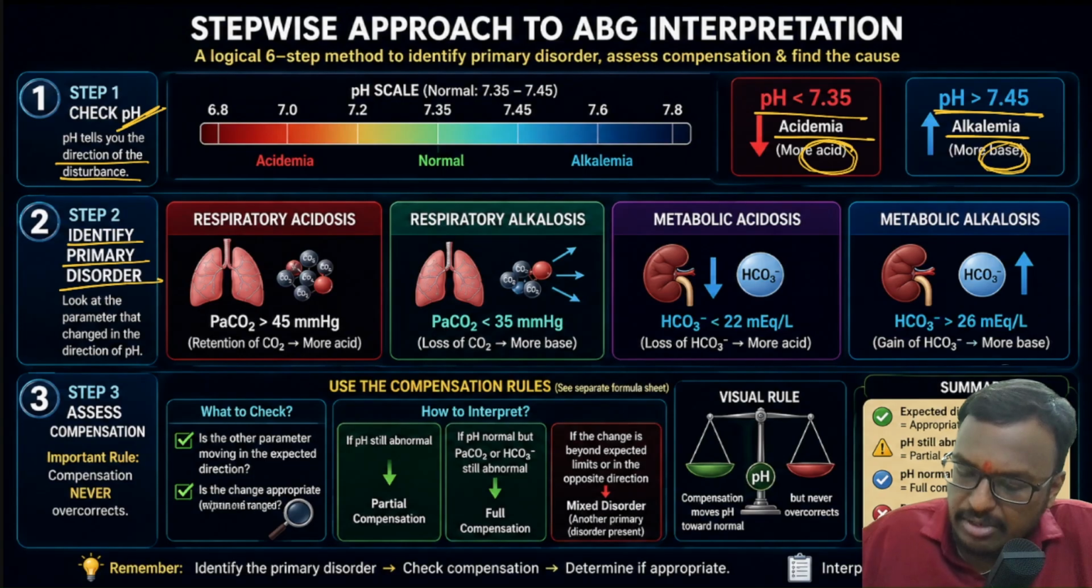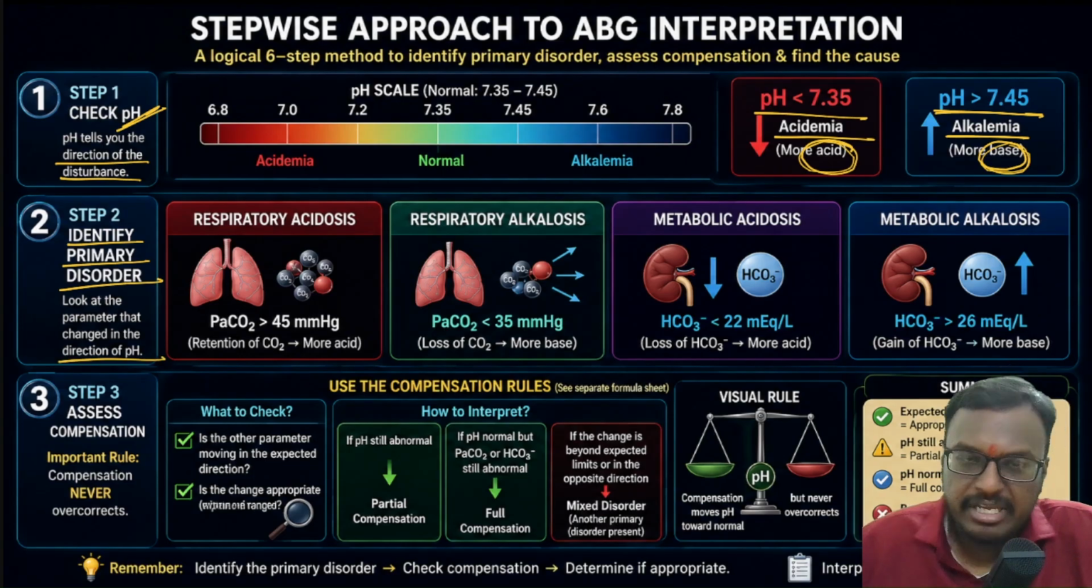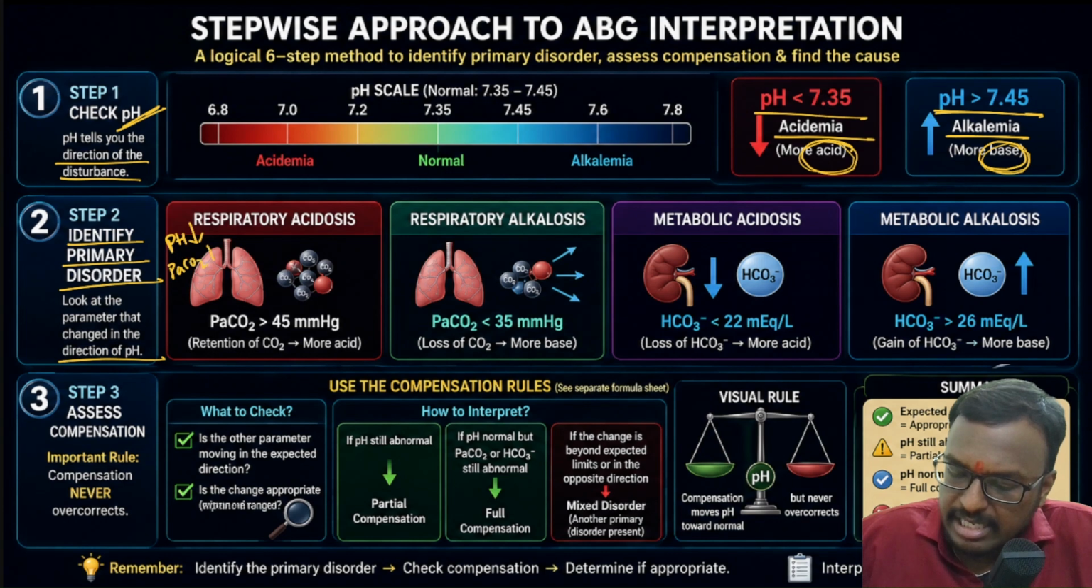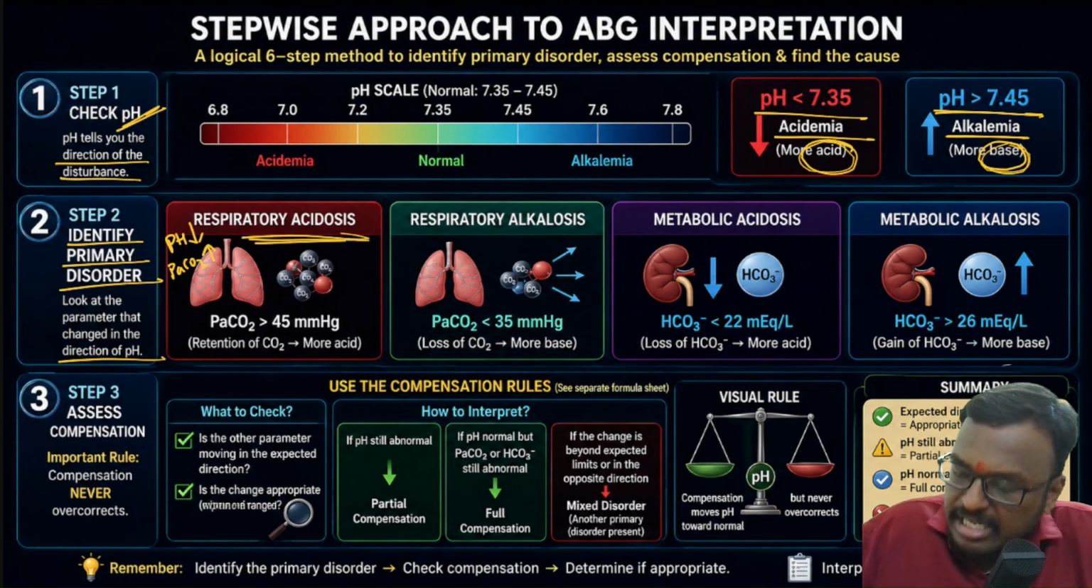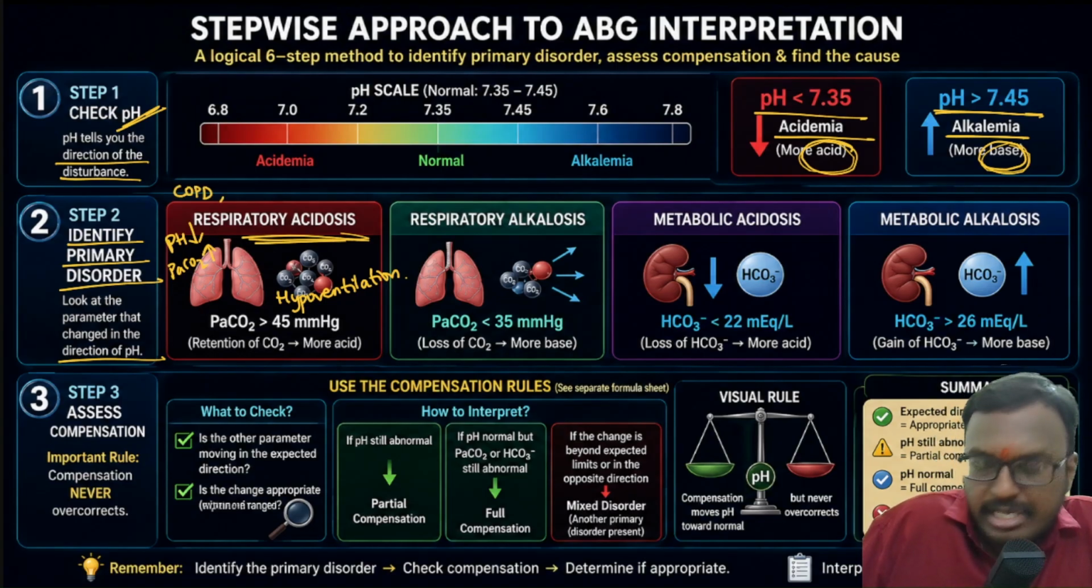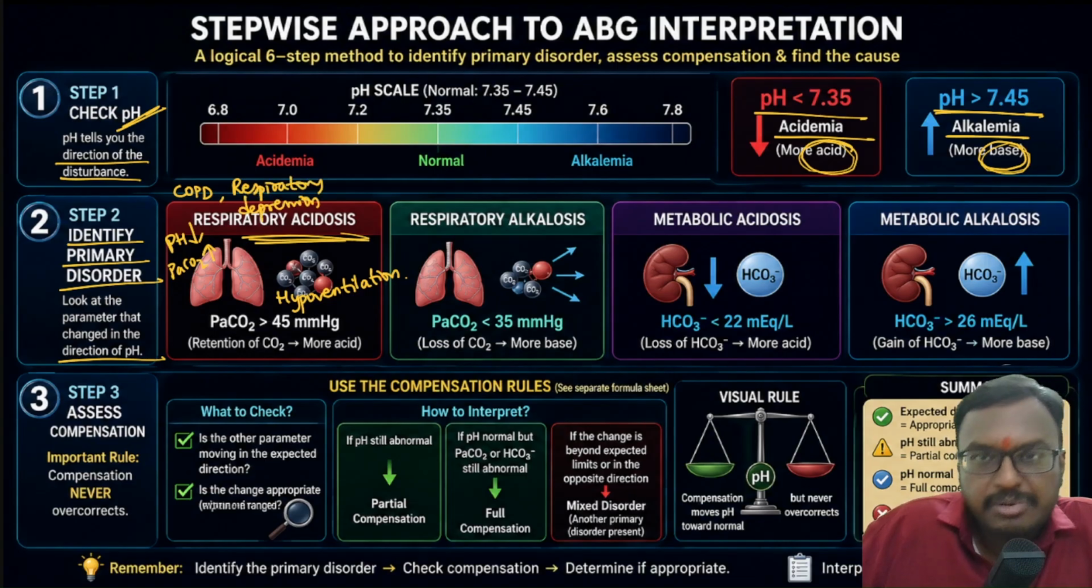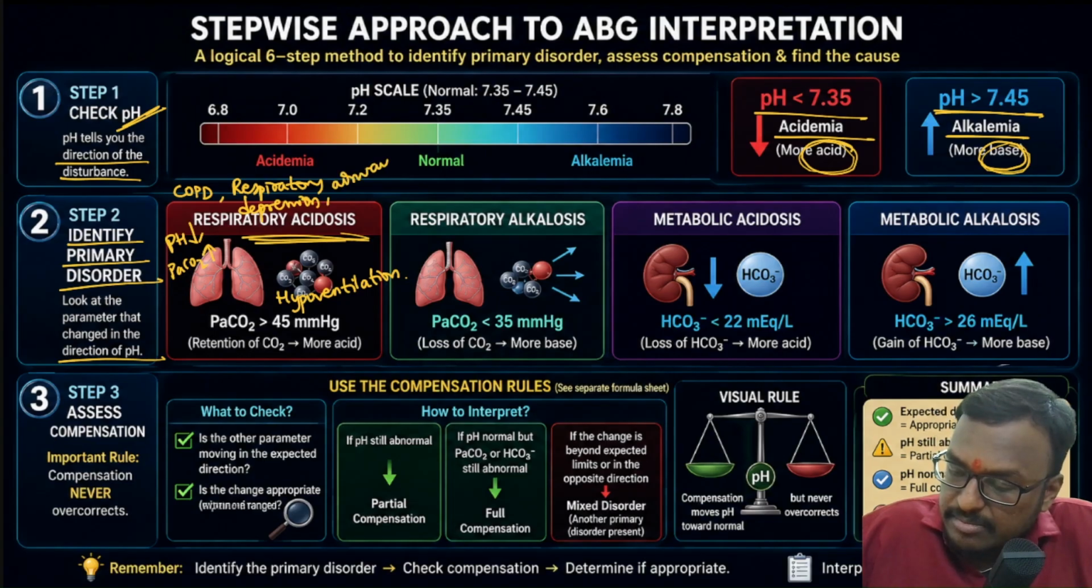How do you do that? Look at the parameter that changed in the direction of the pH. What do you mean by that? Suppose the pH is low and the PaCO2 is high, then the excess CO2 is causing the acidity. Since CO2 behaves like an acid, this is called respiratory acidosis, and it is usually caused by hypoventilation. The common examples where this hypoventilation is seen are COPD, respiratory depression, and airway obstruction.